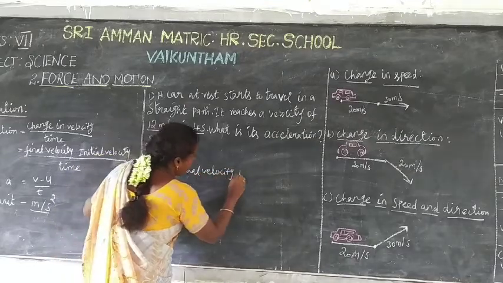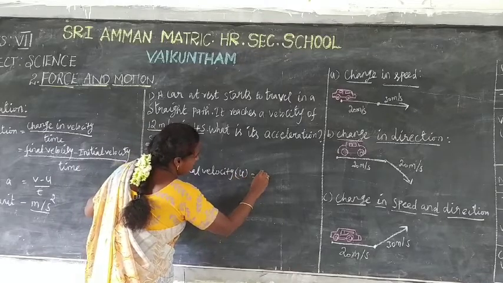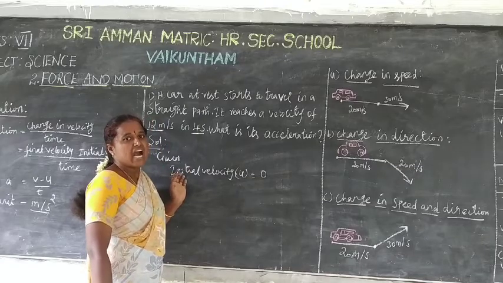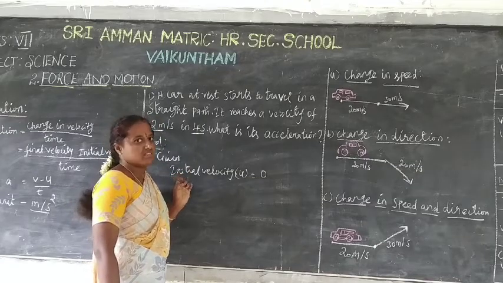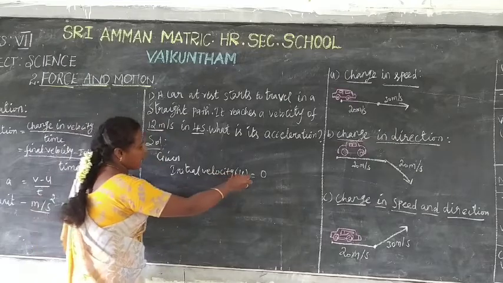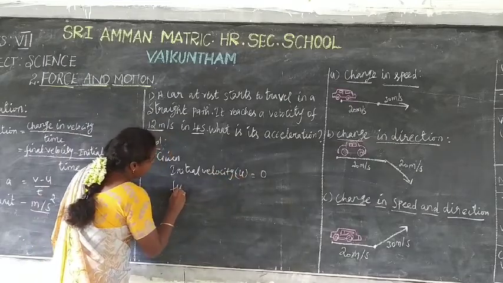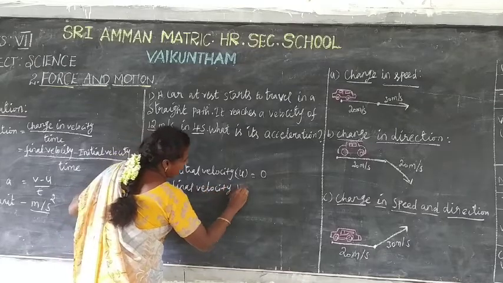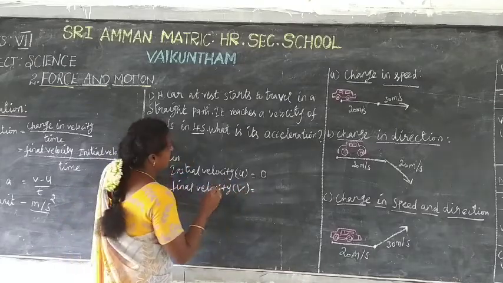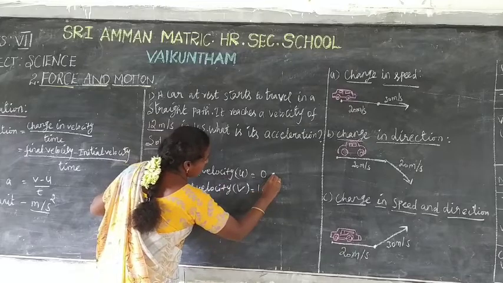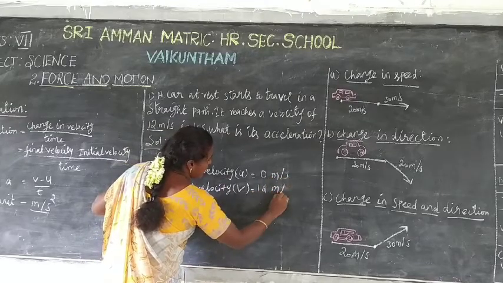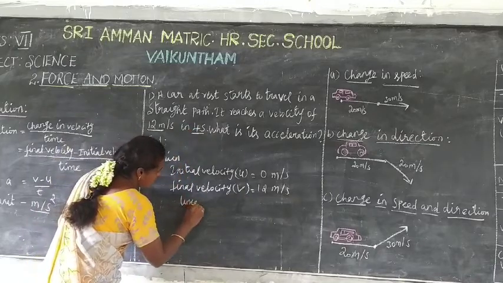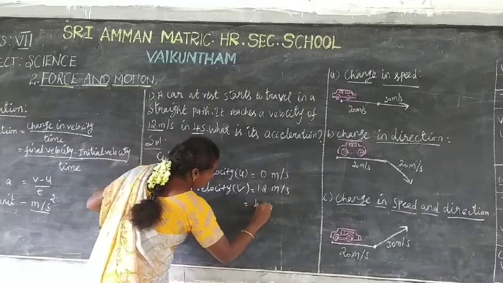Initial velocity u is equal to 0, since the car starts from rest. Next, final velocity v is equal to 12 meters per second. Next, time taken is 4 seconds. Time t is equal to 4 seconds.